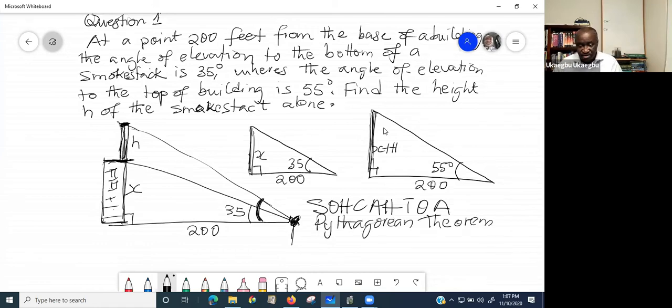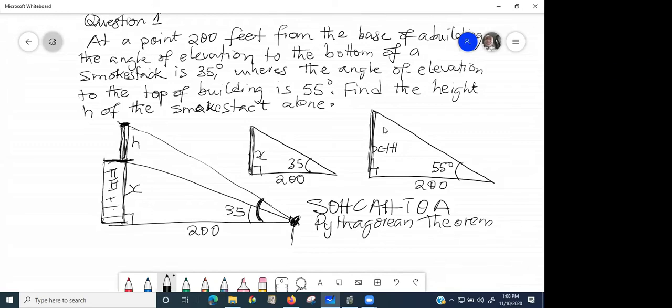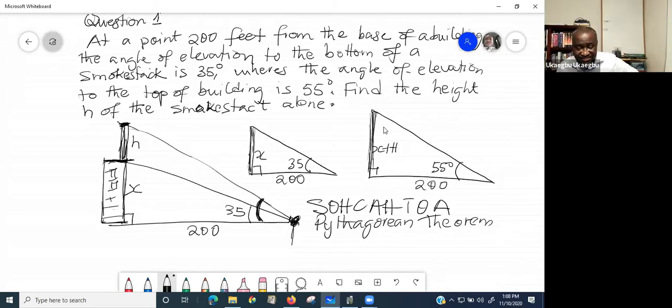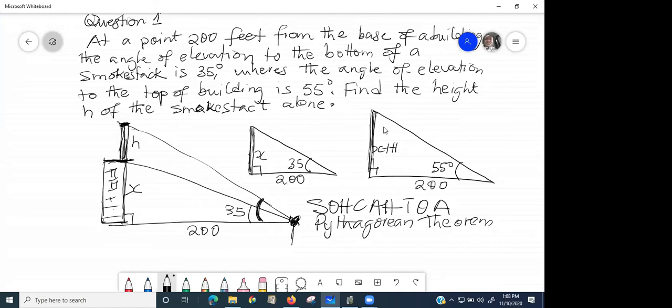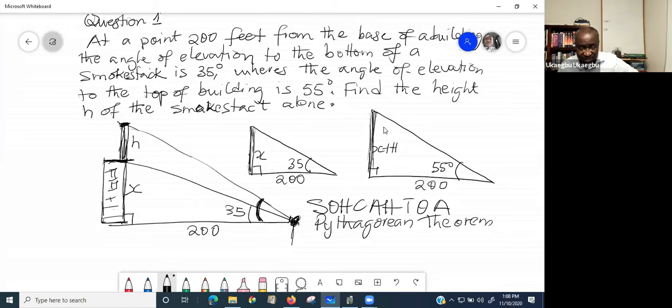The reason why we cannot use Pythagorean theorem here is because, complete the sentence. Hello, guys. Oh, we only have one side. So we need at least two given sides to be able to use Pythagorean theorem. So now, because we only have one side, that's correct. So we cannot use Pythagorean theorem.